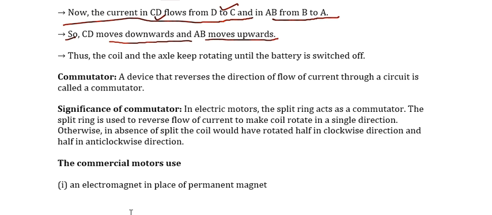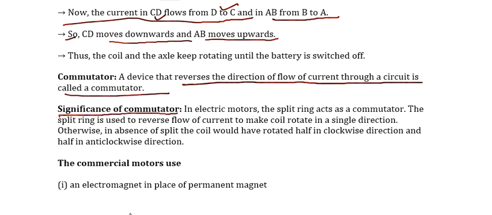What is a commutator? A device that reverses the direction of flow of current through a circuit is called a commutator. What is the significance of a commutator? In an electric motor, the split ring acts as a commutator. The split ring is used to reverse the flow of current to make the coil rotate in a single direction.